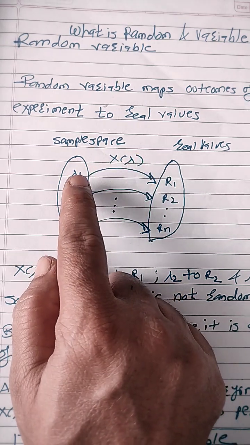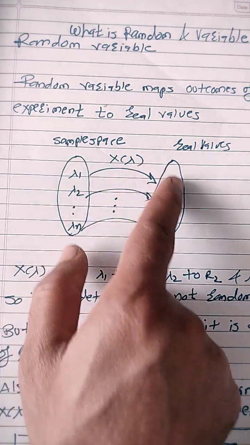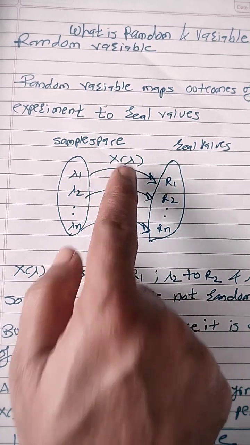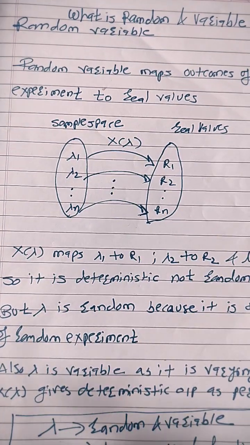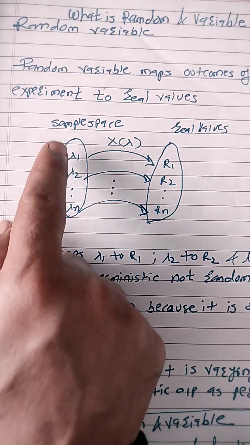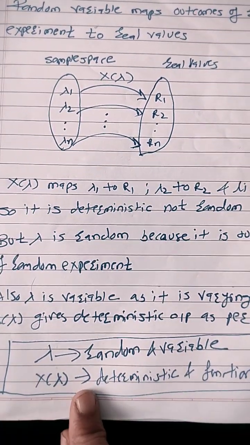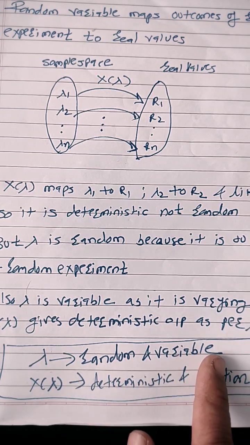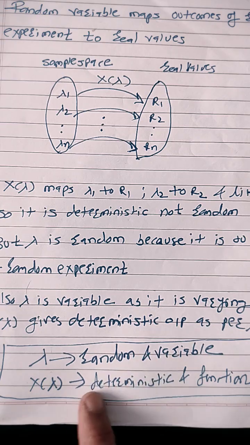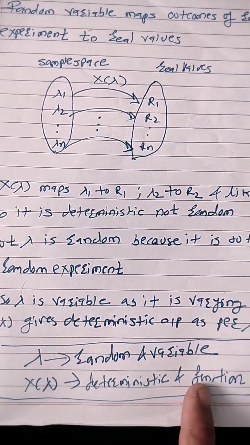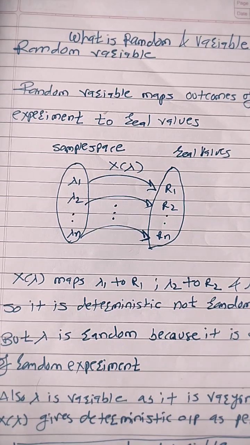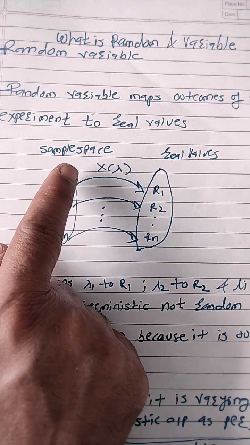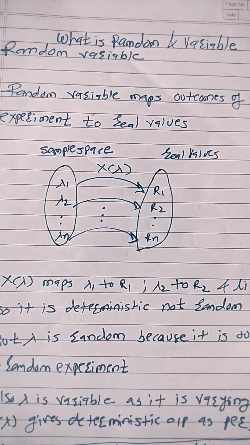It is a function because it is mapping variable values to the fixed values. So in random variable, X(lambda) is a random variable which is not random as well as not a variable. So random is sample points and variable is also sample points. So in random variable, lambda, that is sample points, are random and they are also variable because they vary, and X(lambda) is deterministic because it gives the fixed values, also it is a function. So although it is called random variable, it is not random, not variable, but the sample points, which are the outcomes of the random experiment, are random and variable.